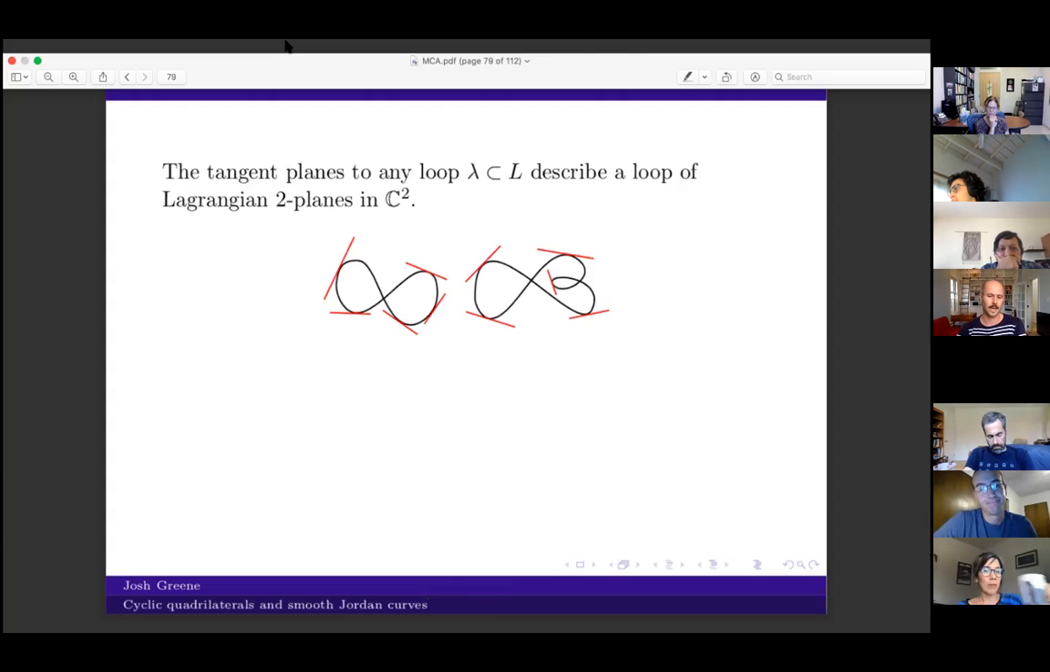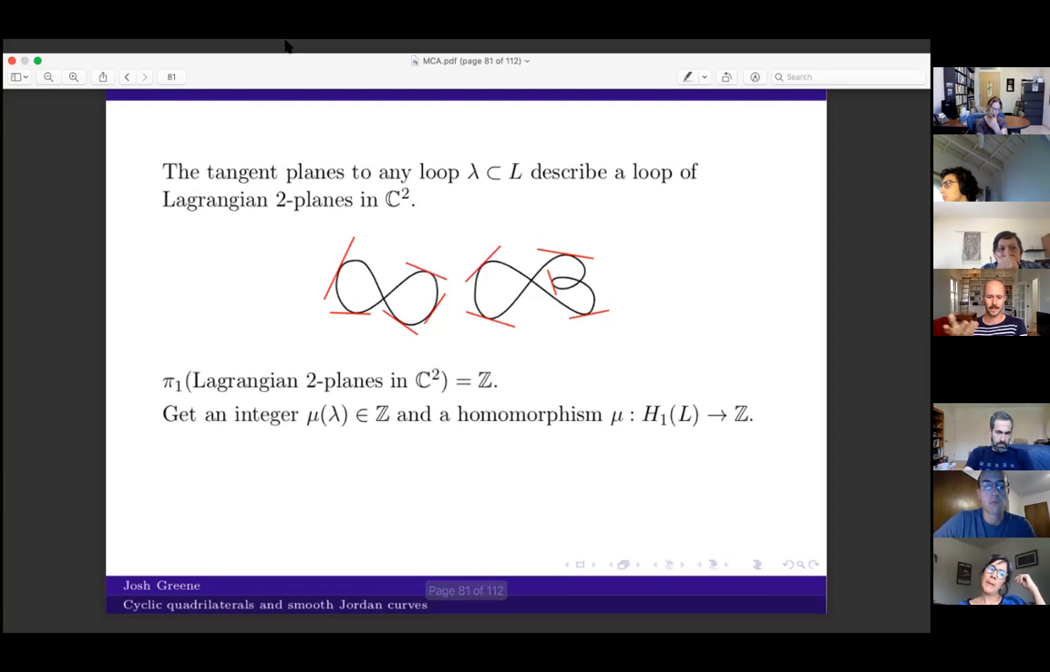And I've just drawn a picture of what happens a dimension down for an immersed Lagrangian in C. You record the tangent lines, and you get an invariant of this loop. I mean, it's the winding number. And so a similar story plays out for Lagrangians in C2. It turns out that loops of two-planes are determined up to homotopy by a single integer. And this lets us define an integer-valued invariant associated to any homology class of loop on an immersed Lagrangian in C2. And we get this homomorphism, which is called the Maslov class. It's a cohomology class in H^1, and that's why it gets its name.